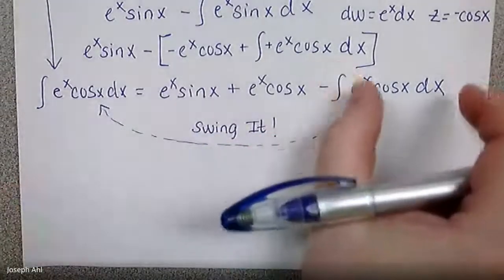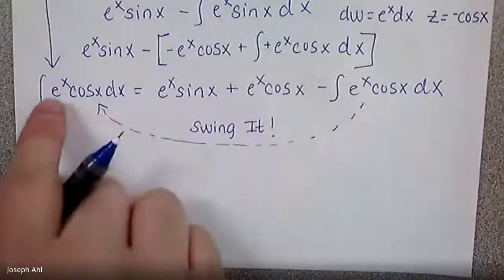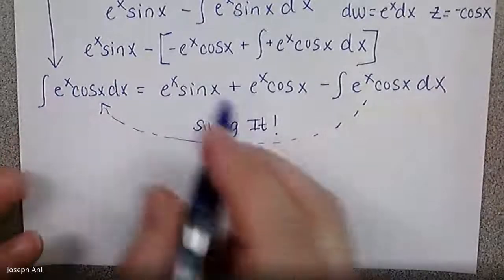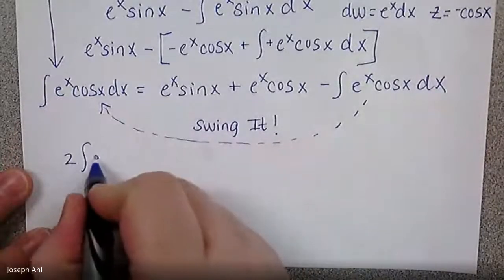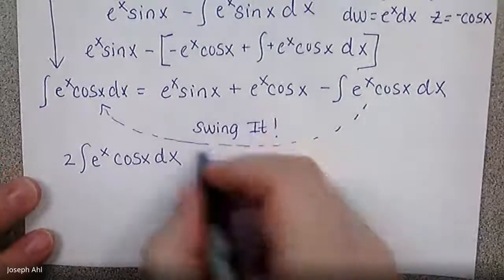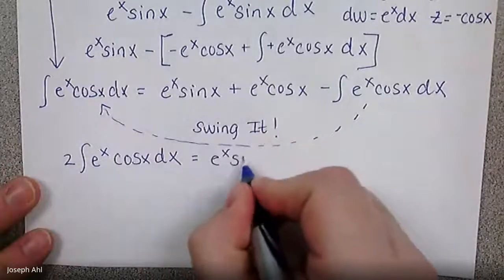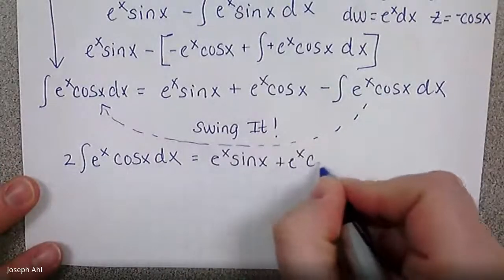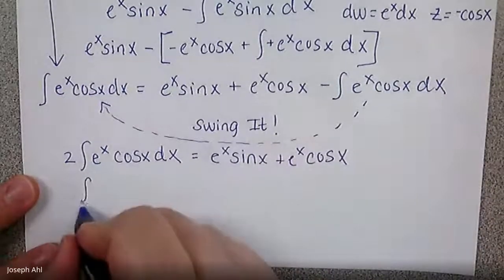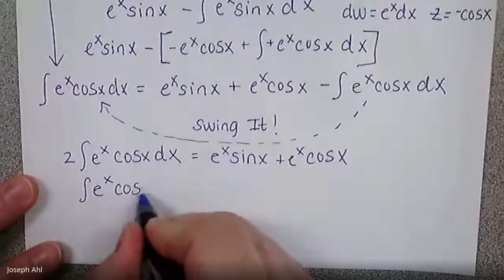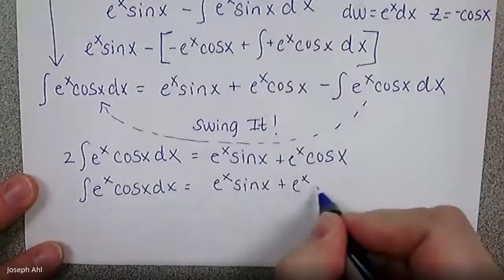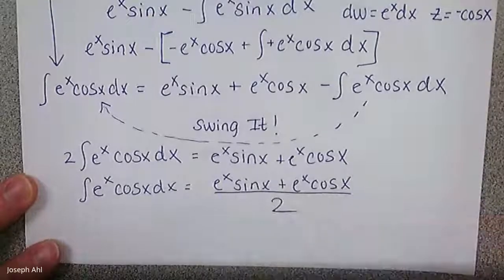Okay, so you're going to take this integral, swing it to the other side, because if I have integral of e to the x cos x plus another integral of e to the x cos x, we now have two integrals of e to the x cos x dx. That is so cool. So then that equals e to the x sine x plus e to the x cosine x. And then the last step to figure out what our original integral is, divide the two over. So the integral of e to the x cos x dx is equal to e to the x sine x plus e to the x cosine x, all divided by 2.